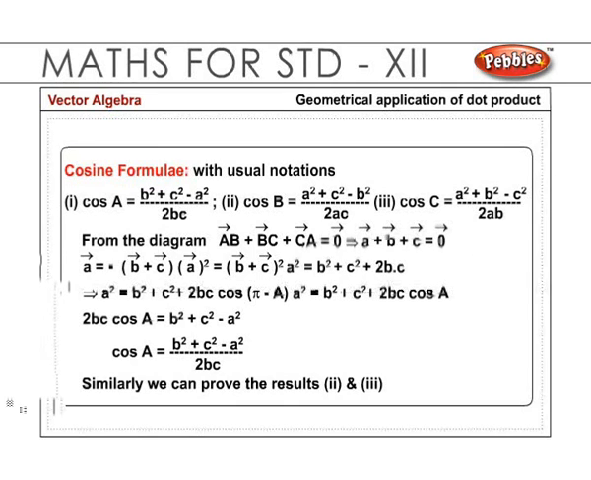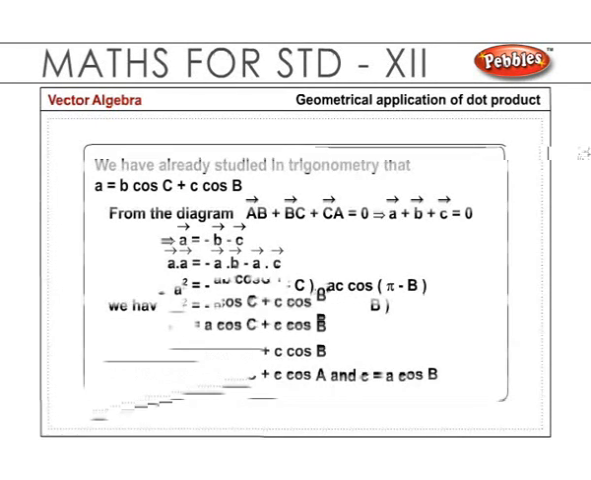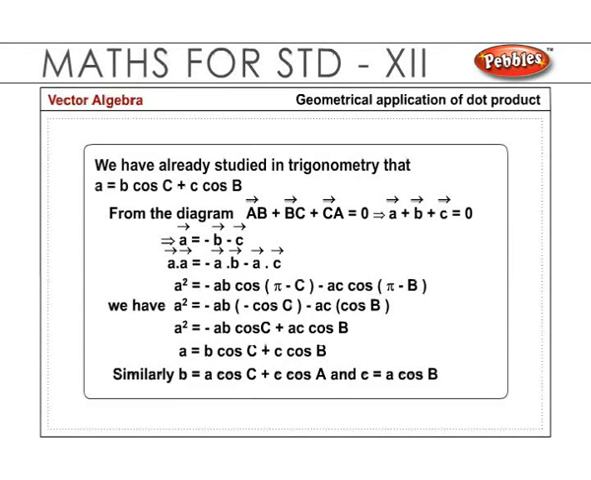In the same way, we proceed to get the results as shown. We have already studied in trigonometry that A = B cos C + C cos B. From the diagram, AB + BC + CA = 0, that is, A + B + C = 0.